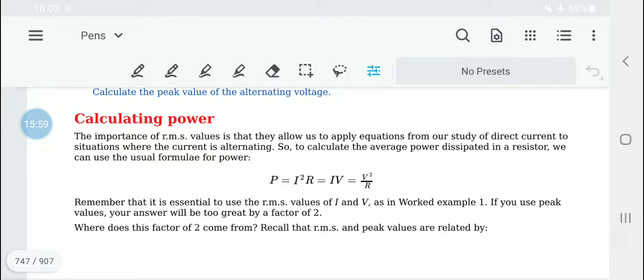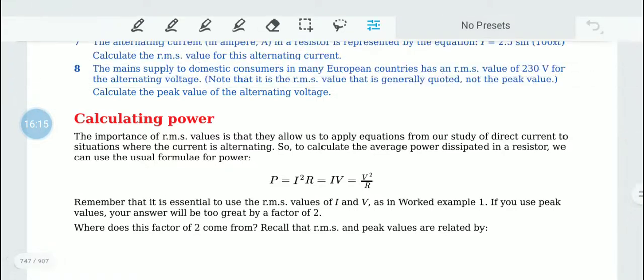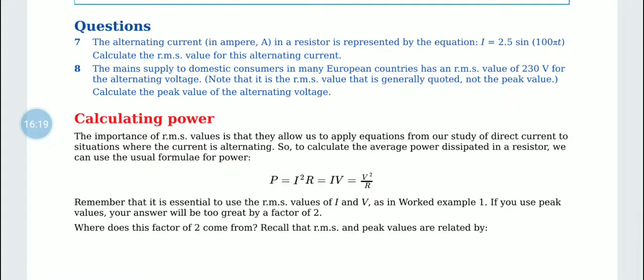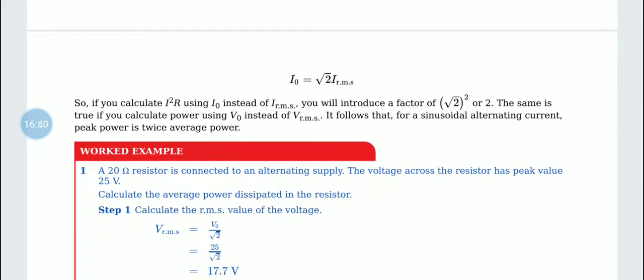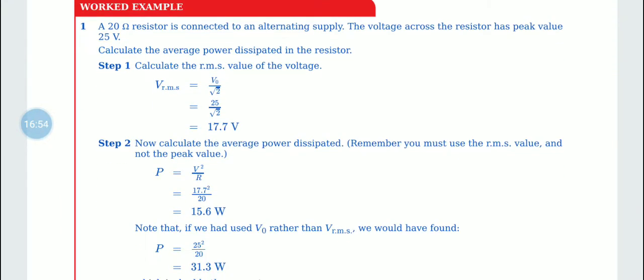However, we must use the RMS values of I and V. If we used VO values, that is the peak values, we would get double the correct answer. I hope that makes sense. So please do questions 9 and 10.